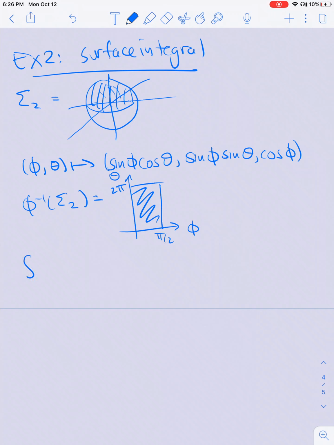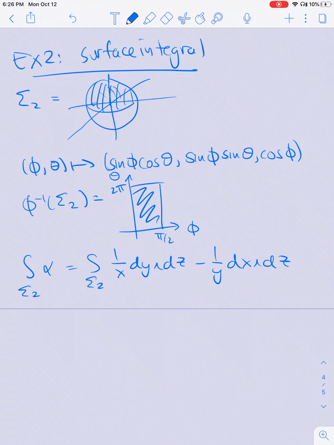And what we want to integrate is, over sigma 2, the 2-form alpha, which is 1 over x dy wedge dz minus 1 over y dx wedge dz. And as luck will have it, this is going to look a lot better in cylindrical coordinates, but it'll look a lot better in spherical coordinates too.